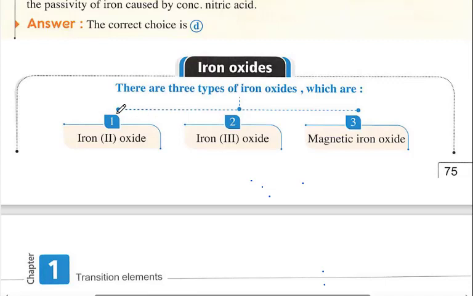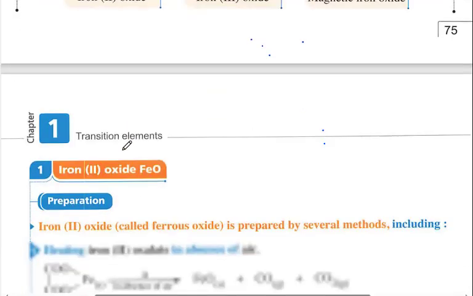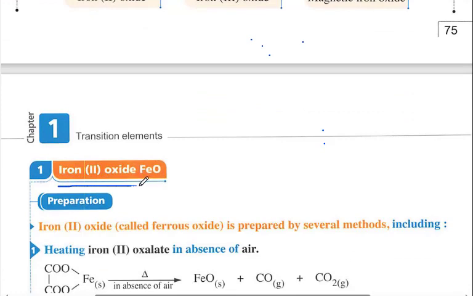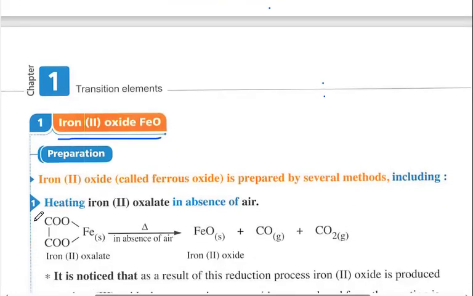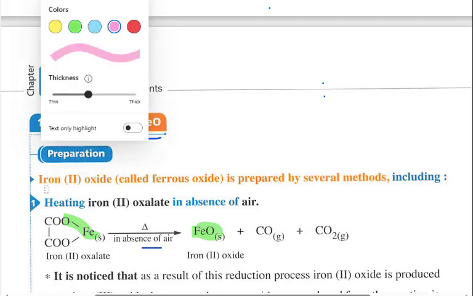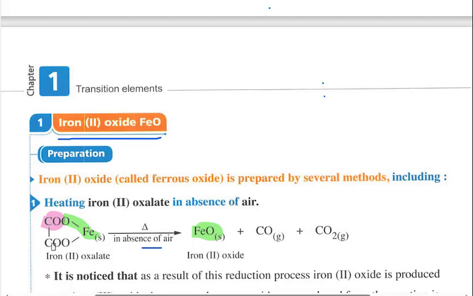We will take some kinds of preparation of the three oxides and some of their properties. Let's go. Iron 2 oxide can be prepared first by the heating of ferrous oxalate, or iron 2 oxalate, in the absence of air. It forms ferrous oxide, carbon monoxide and carbon dioxide.